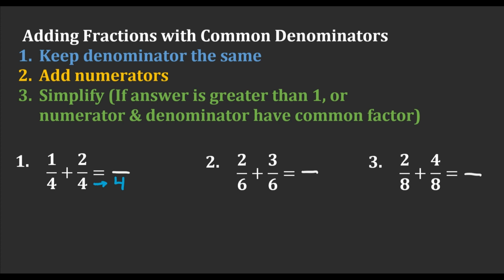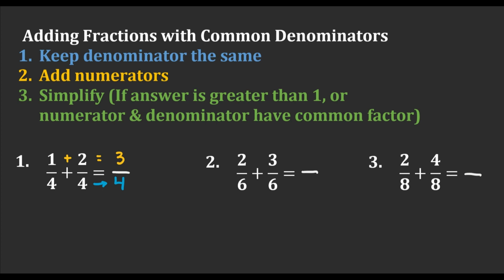Our second step is to add the numerators. Okay, since our operation is addition here, our numerators get added together. 1 plus 2 equals 3. And so 3/4 is our answer. Now we don't have to do, or we can't do the third step of simplifying because our answer is less than 1, and there is not a common factor between the numerator and denominator. So it is just fine how it is.